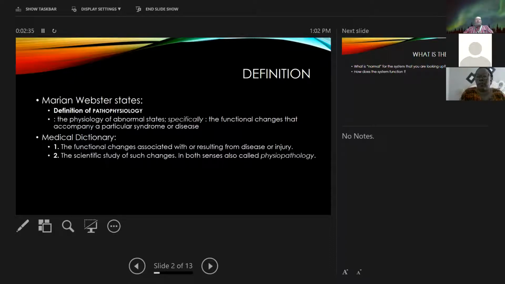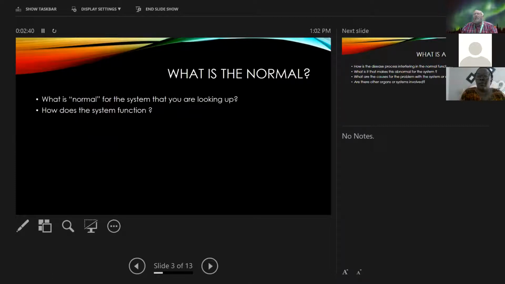So there's all kinds of definitions for it. But basically what you're wanting to look at is what's the normal? What is normal for this bodily function? You take asthma, okay? What's the normal function of the lungs? You got that last quarter. The function of the lungs is to exchange air, breathe in oxygen, get rid of CO2, and keep the body going. So what is the normal for the system that you're looking up? How does the system function?